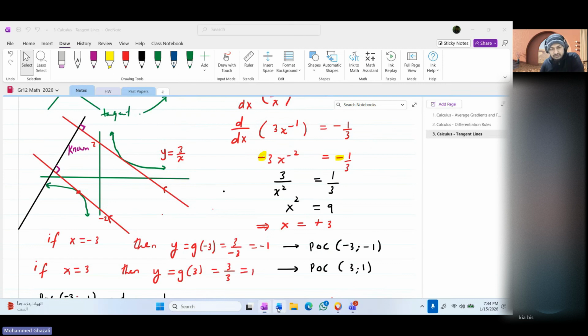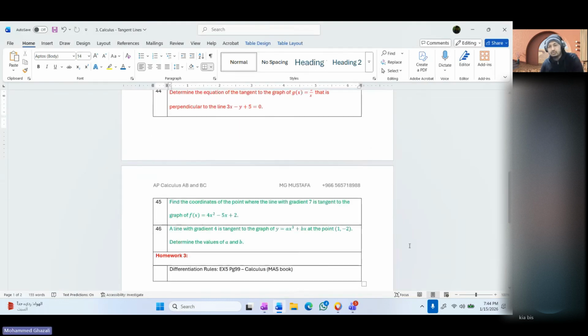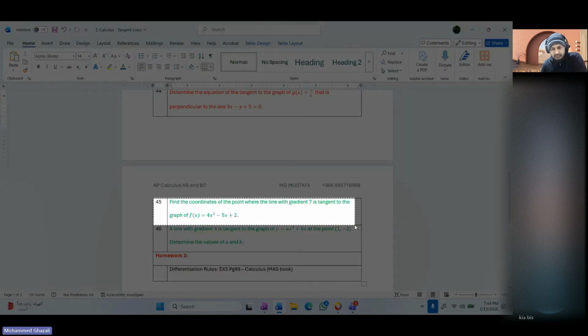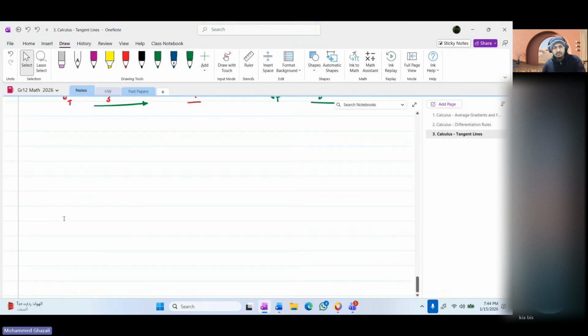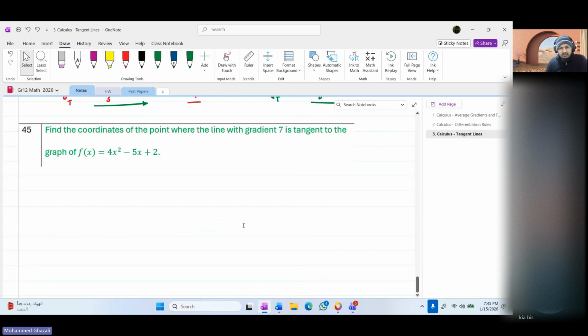Last problem, right? Or two more. Question number 45, right? See what the question is asking for. Keywords: find the coordinates of the point with a line with gradient 7. So we know the gradient is 7, is tangent to the graph of this. So what's the coordinates of the point?